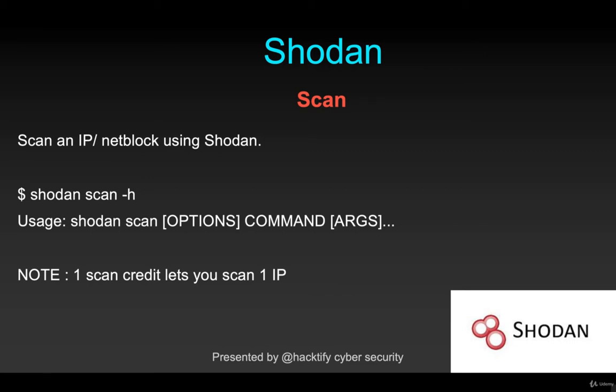Hello everyone. So in this video, we are going to see Shodan scan, which is one of the most powerful features of Shodan. We can scan a specific IP address or the whole net block using Shodan. The command for doing the scan is shodan scan -h, which will give you the help menu, and you can see it is well documented how you can use this particular scan. Remember, one scan credit lets you scan one particular IP address at a time.